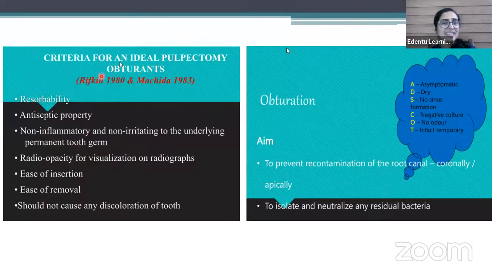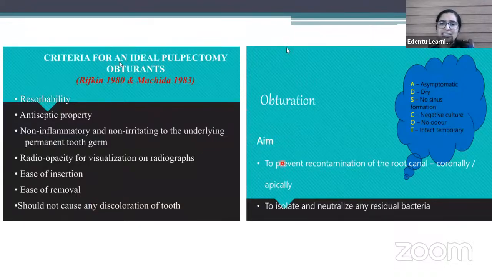Getting on into the criteria for an ideal pulpectomy obturant. The material we use should be resorbable, have antiseptic property, be non-inflammatory and non-irritating to the underlying permanent tooth germ, and have radiopacity for visualization on the radiograph. It should have ease of insertion and removal, and it should not cause any discoloration of the tooth structure.